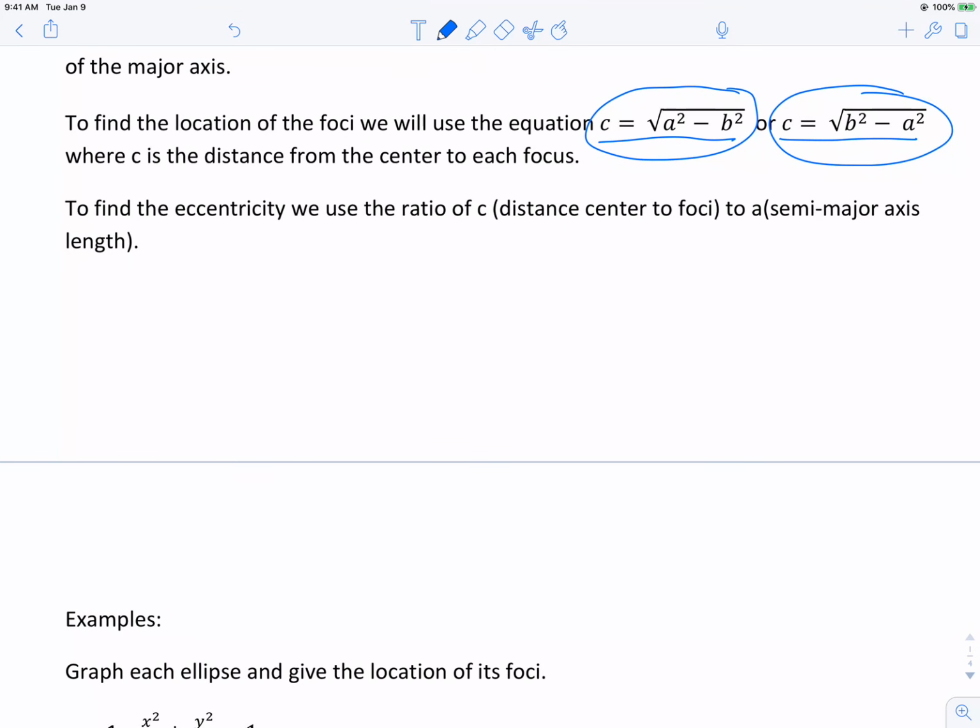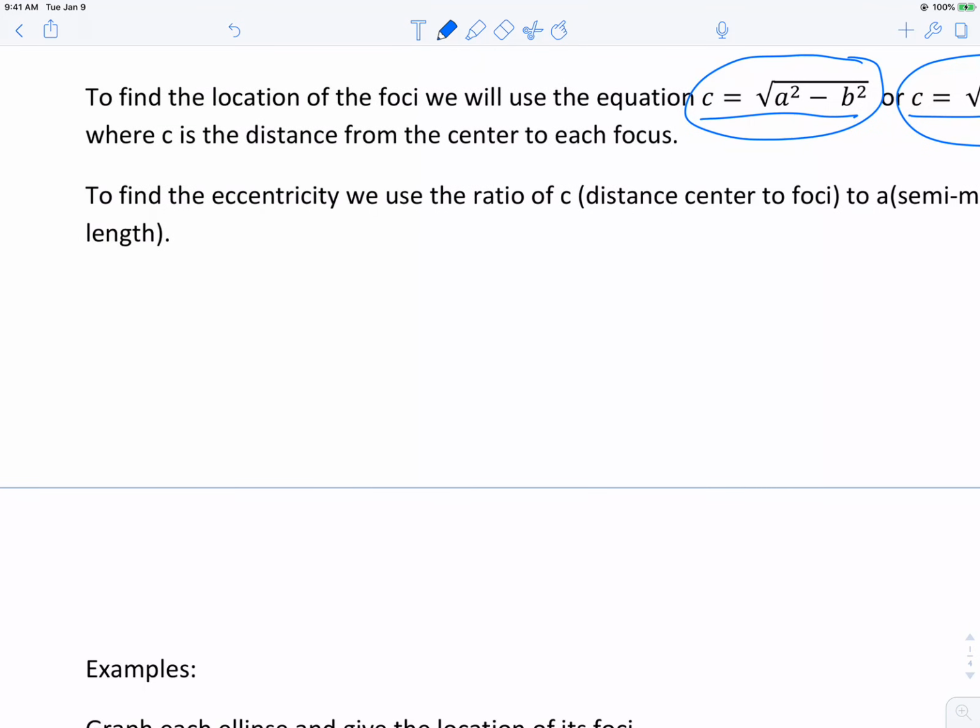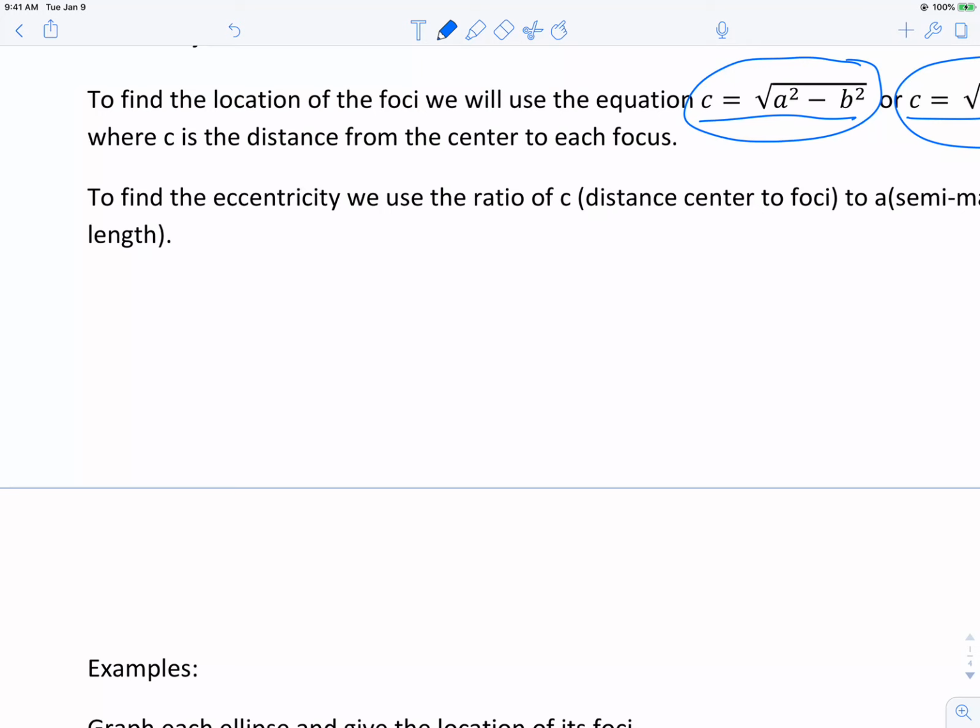Then there's something called eccentricity. We talked about this in class when we did circles. A circle is a special case of an ellipse. It has an eccentricity of 0. So the eccentricity of an ellipse can range from 0 to 1. When the eccentricity equals 0, you have a circle. On the other side, the eccentricity can only approach 1.